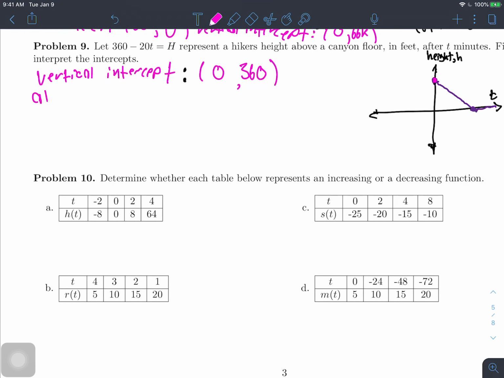Okay, so let's interpret this. This says, at the start, the hiker is 360 feet above the floor of the canyon.